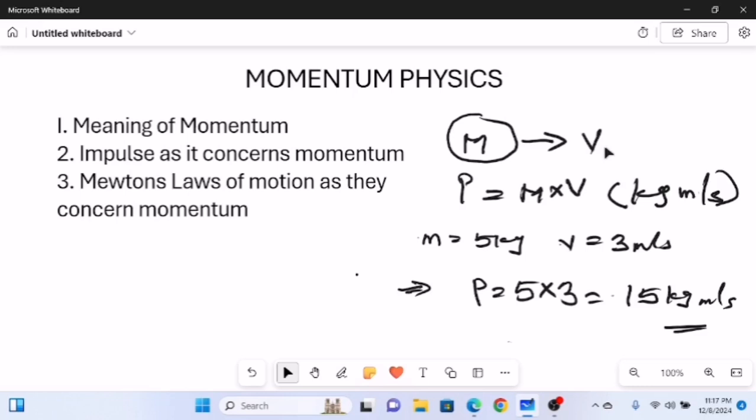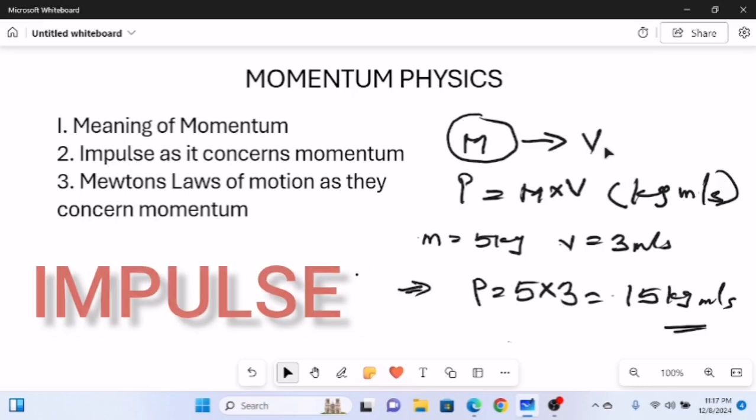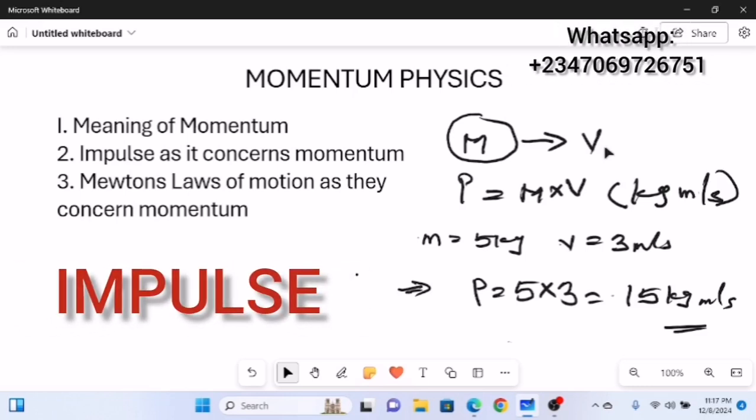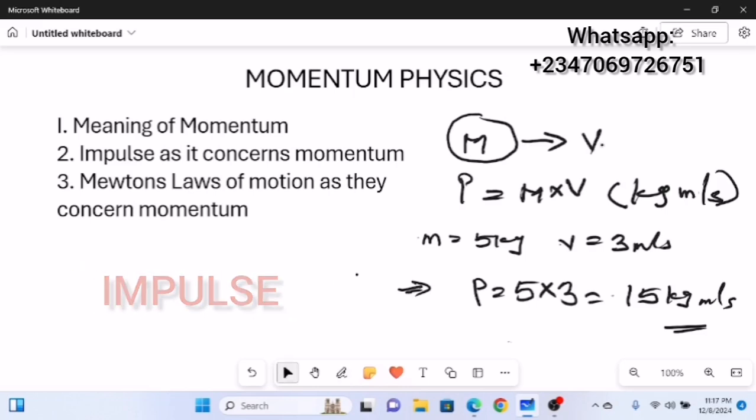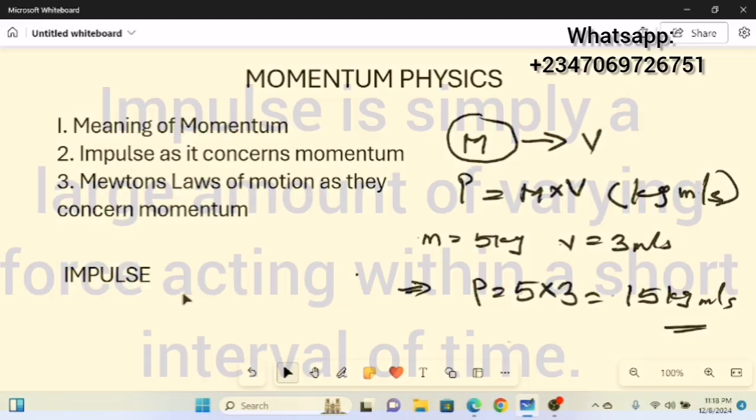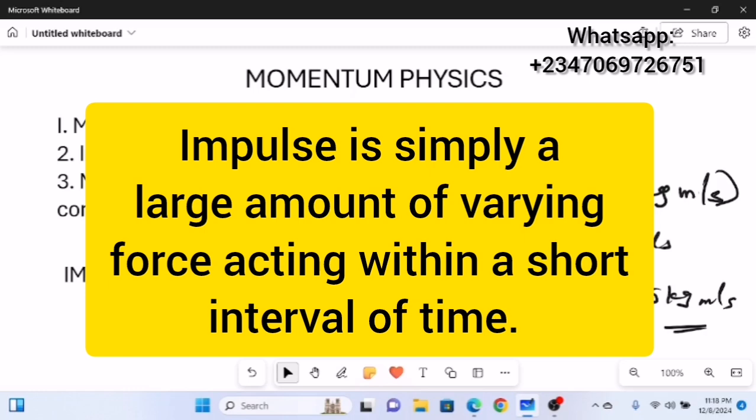Now, having talked about momentum, there is another quantity that is of paramount importance in the discussion of momentum, and that quantity is known as impulse. Impulse is another term that must be defined in the subject of momentum. Now what is impulse? Impulse simply means a large amount of force which acts within a very short interval of time. A large varying amount of force which acts within a very short interval of time.